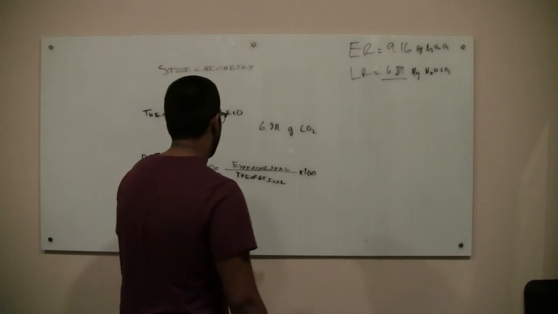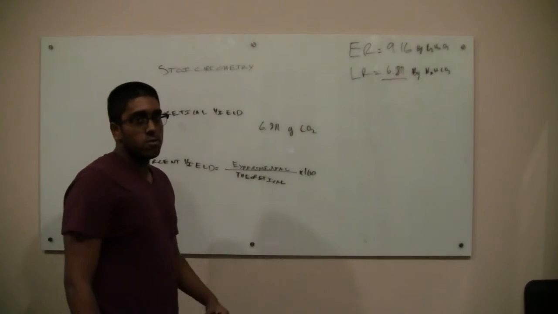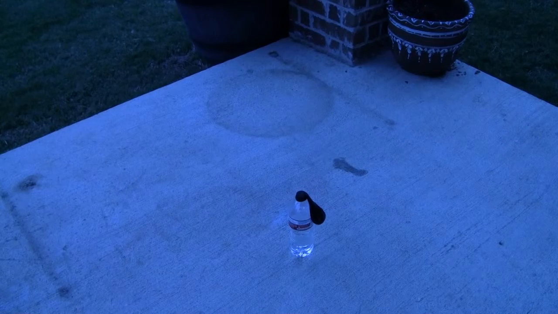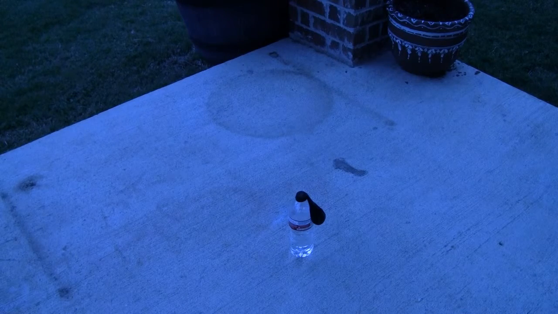So right now we have our theoretical. Let's go do the experiment so we can get the experimental value. So right now we're looking at the beginning of the reaction. I haven't turned it on yet. I have to tip the balloon, but after that it will create the carbon dioxide gas. So let me tip the balloon.